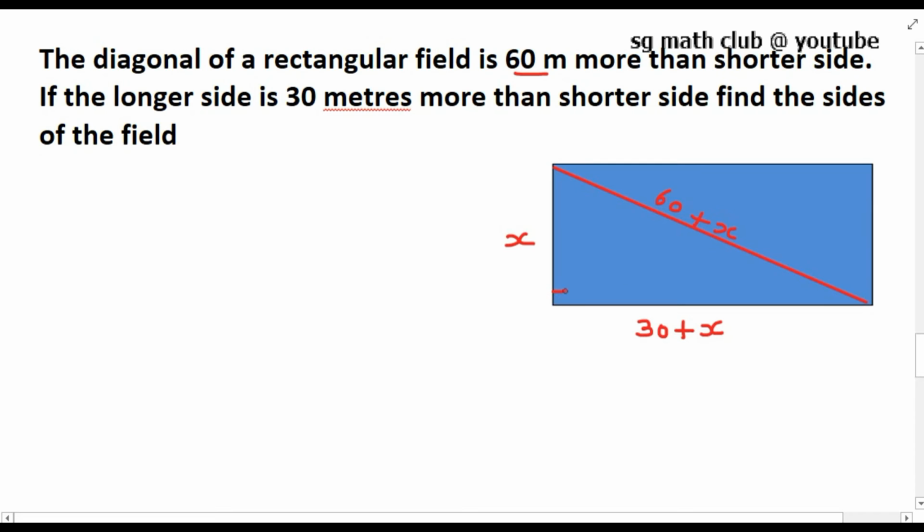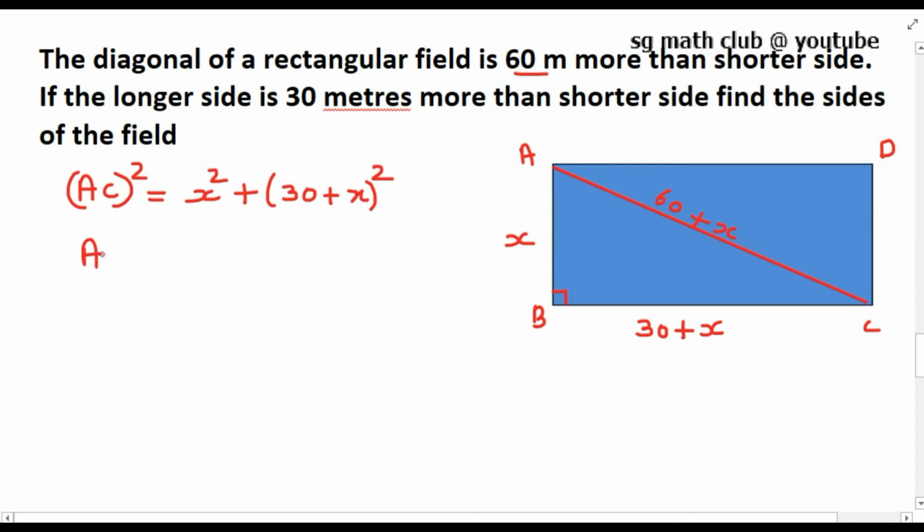Now this will form a right angle triangle. By Pythagoras theorem, I can write the relation. We can name this rectangle as ABCD. So AC is the hypotenuse. Pythagoras theorem states that in a right angle triangle, the square of the hypotenuse is equal to the sum of squares of the other two sides. So it is x square plus 30 plus x the whole square. Or we can write the relation AC square is equal to AB square plus BC square.